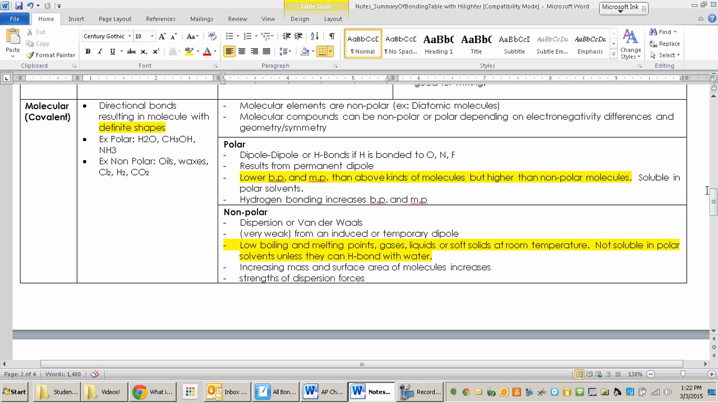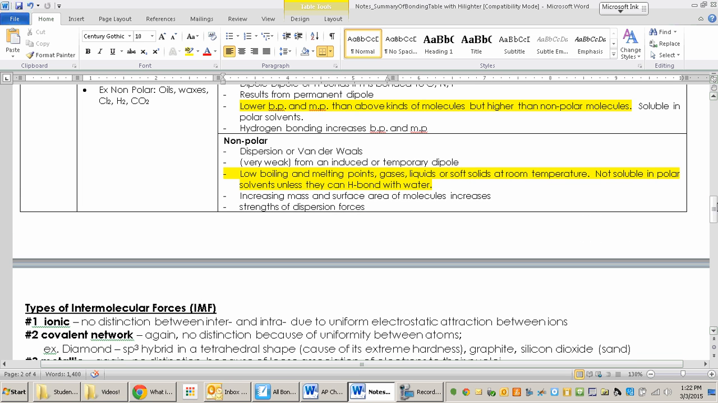Intra means within the particle. Inter means between. We're going to talk about that. Okie dokie. Let's do no more of this.